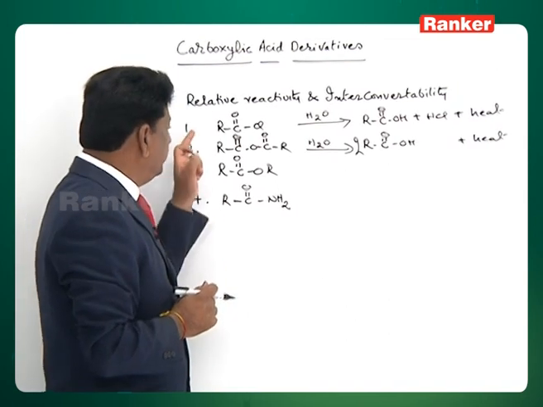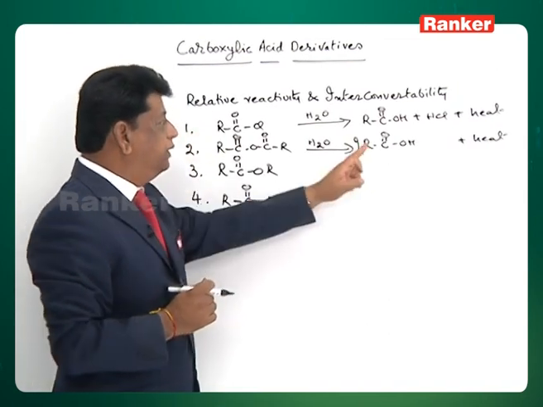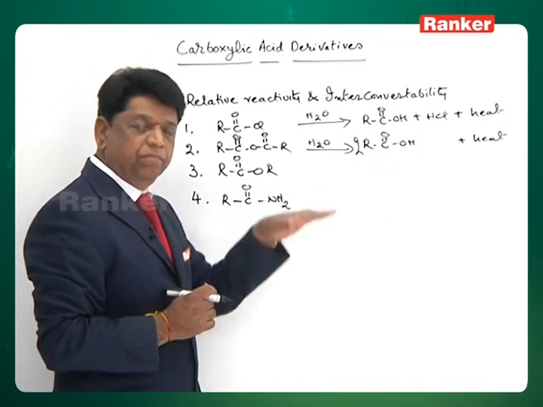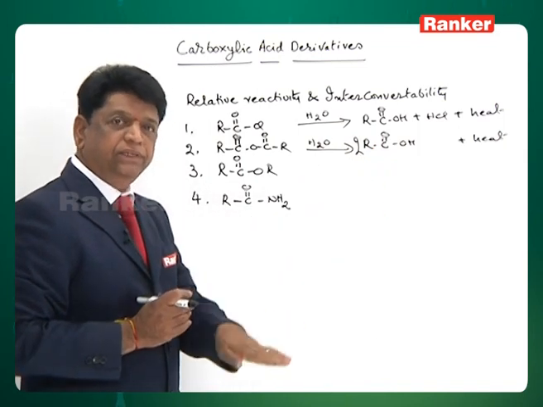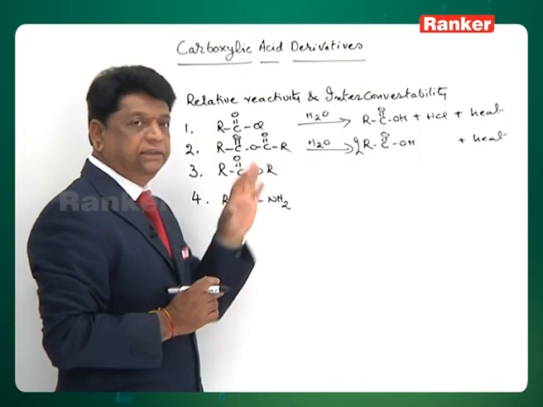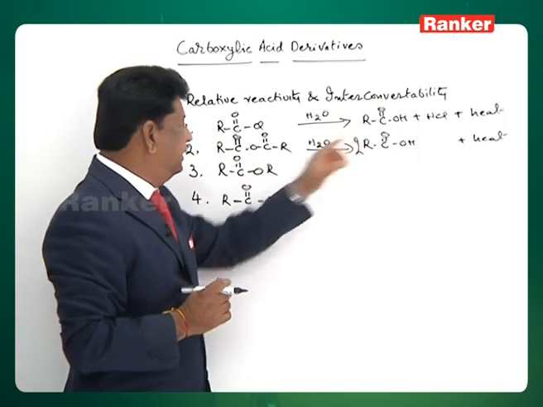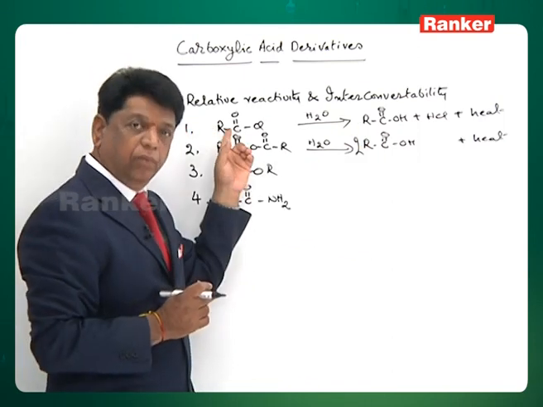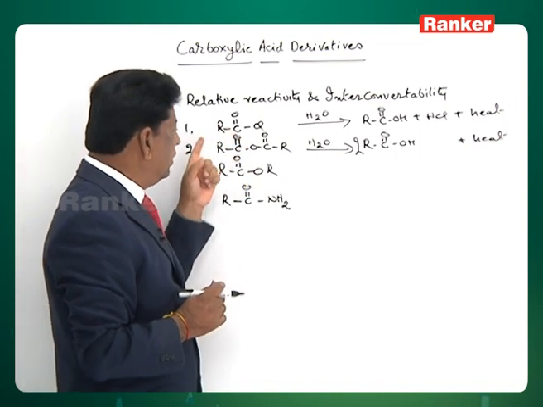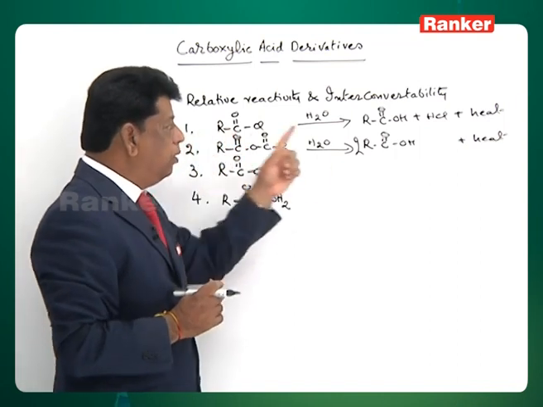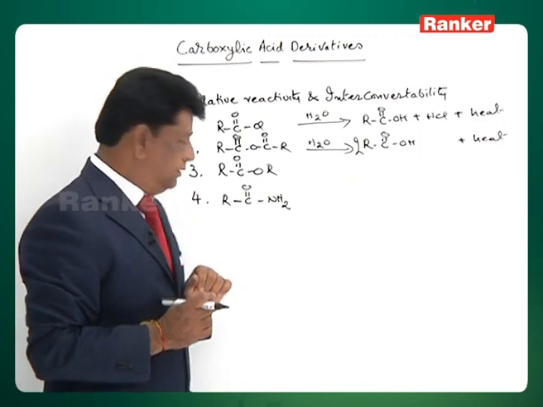That shows these two are more reactive than this one. Always in nature, an unstable compound forms a stable one. When I said this reaction is spontaneous, this is stable, this is unstable or more reactive. So, acid chlorides and acid anhydrides are more reactive than the acid.